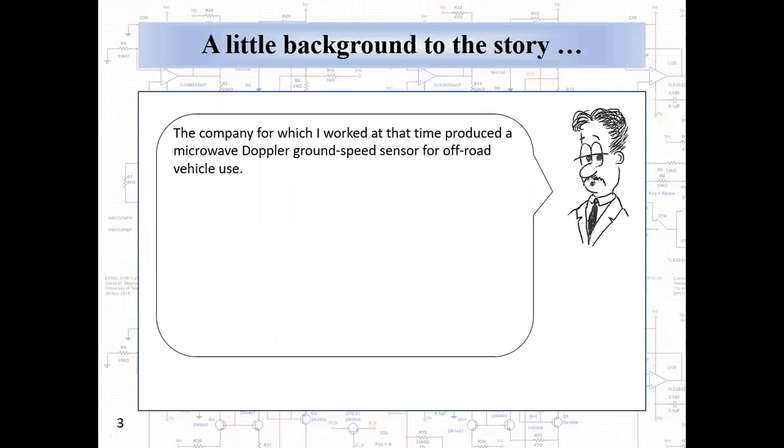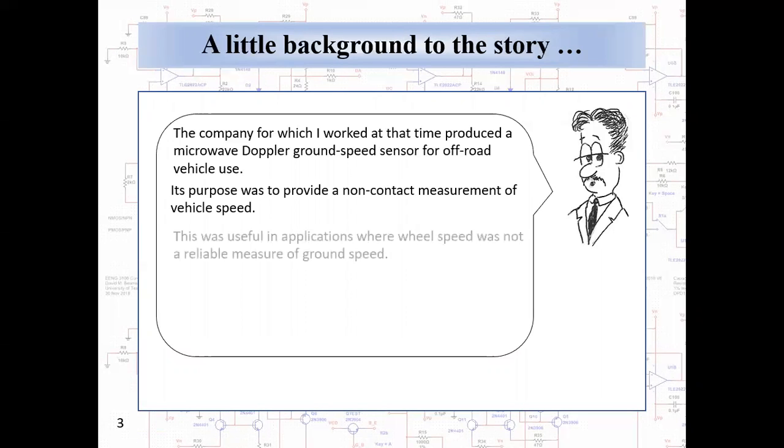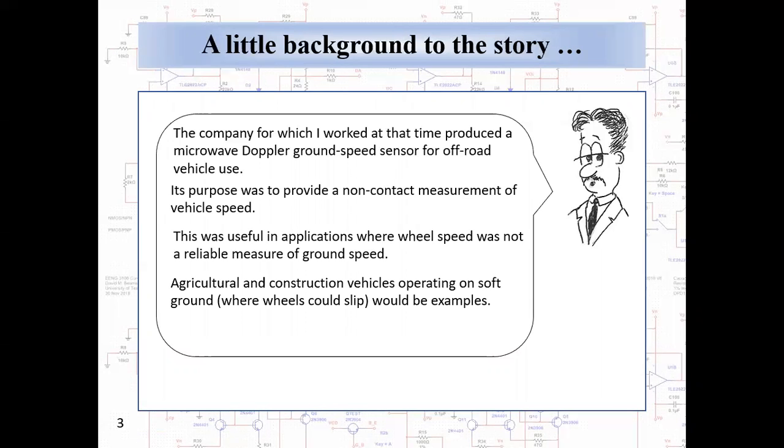The company for which I worked at that time produced a microwave Doppler ground speed sensor for off-road vehicle use. Its purpose was to provide a non-contact measurement of vehicle speed. This was useful in applications where wheel speed was not a reliable measure of ground speed. Agricultural and construction vehicles operating on soft ground where wheels could slip would be examples.